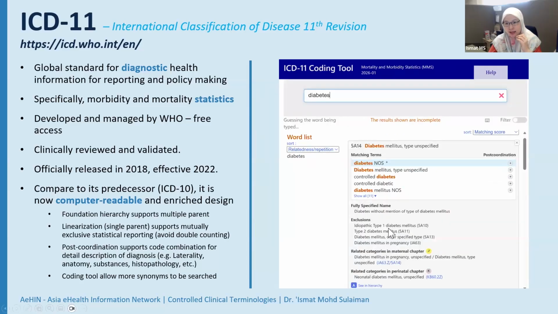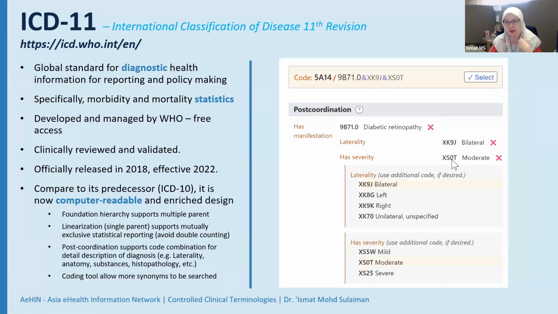And in a way, I can describe it further to make sure that it fits my definition, right? And then I can choose whether to add additional information. So the patient not only has diabetes, but has diabetic retinopathy, and that diabetic retinopathy can be bilateral and has a severity of moderate. So you can see the main code is 5A14, but you can have additional codes to describe it further.